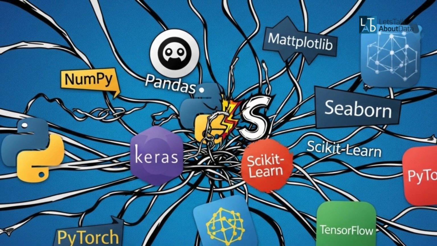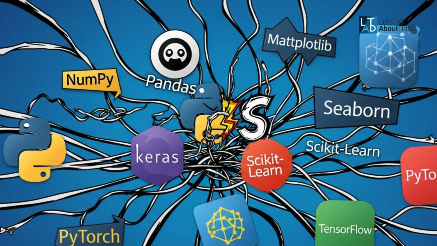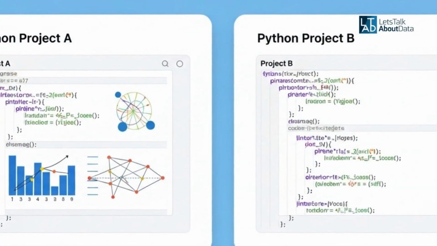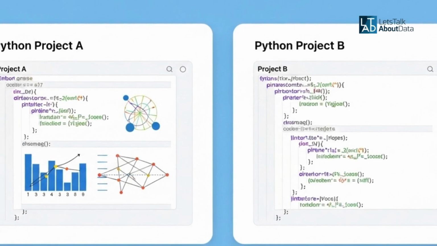But here's the problem. Different projects need different dependencies. Project A uses version 1.0 of a library. Project B, version 2.0. If you install both globally, you risk breaking one project while fixing another. This chaos is known as dependency hell, and it's one of the biggest productivity killers in AI development. Enter virtual environments, your best friend in avoiding conflicts.